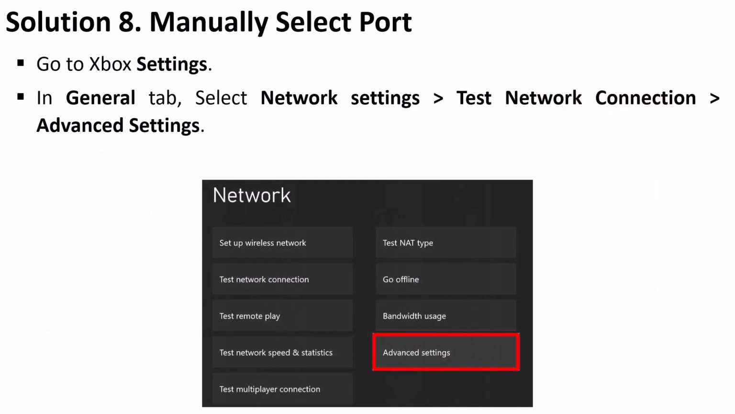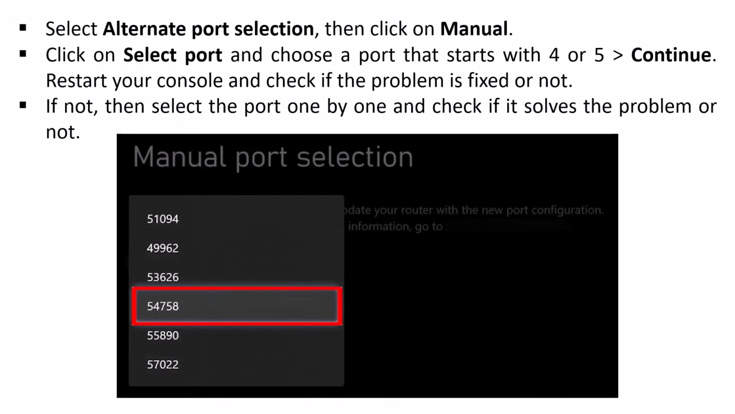Solution 8. Manually select port. Go to Xbox settings, in general tab select network settings, test network connection, advanced settings. Select alternate port selection, then click on manual, click on select port and choose a port that starts with 4 or 5, continue. Restart your console and check if the problem is fixed or not. If not, then select the port one by one and check if it solves the problem or not.